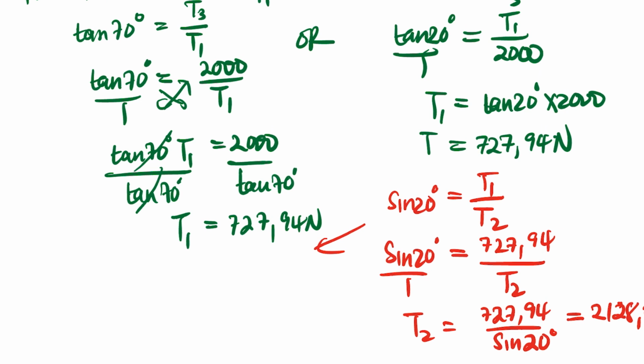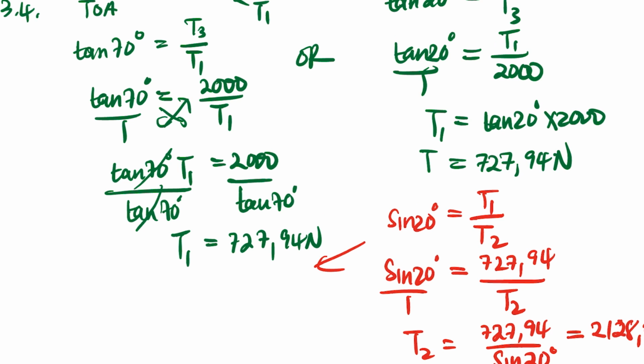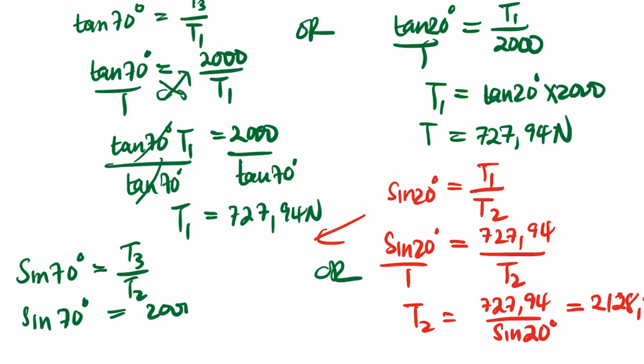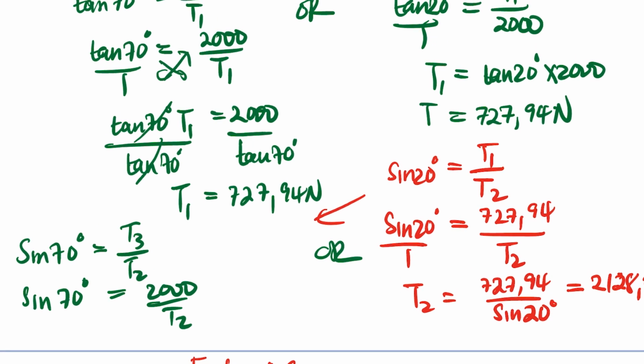Alternatively, you can use sine 70, which is opposite over hypotenuse. So sine 70 degrees is T3 over T2. T3 is 2000 and T2 is the one we're looking for. When you cross multiply, you will have T2 with the same answer, which is 2128.33 newtons. And that's it, guys. I hope you understand.